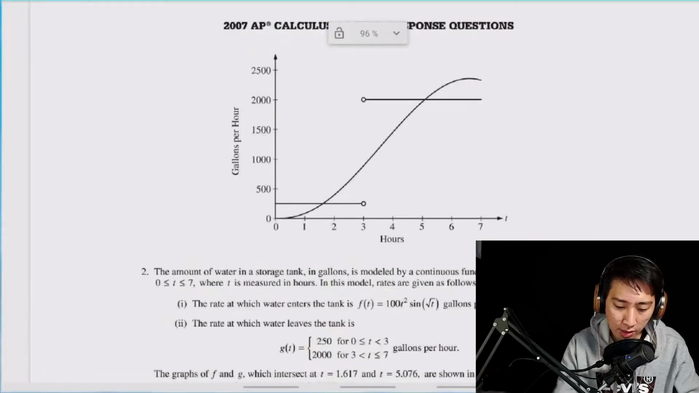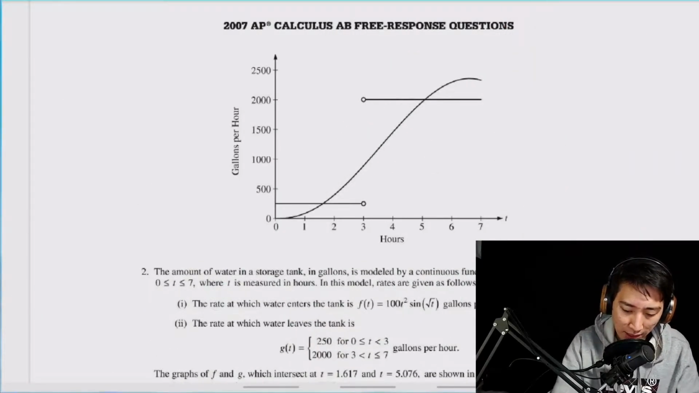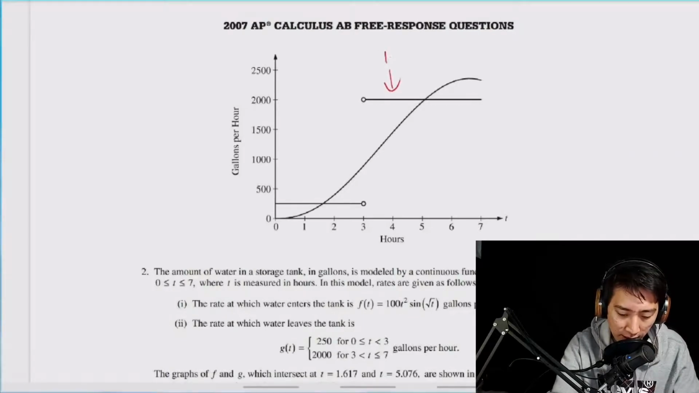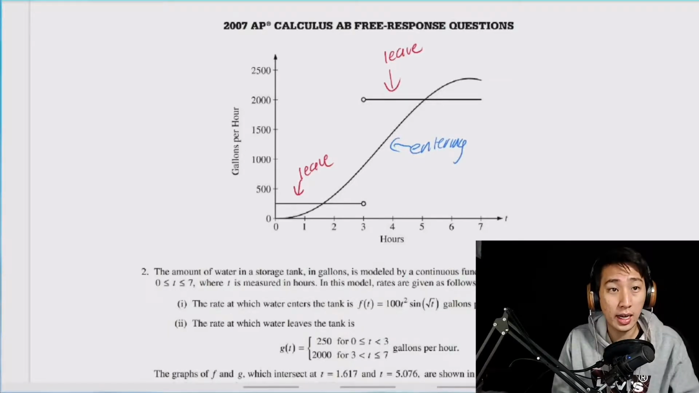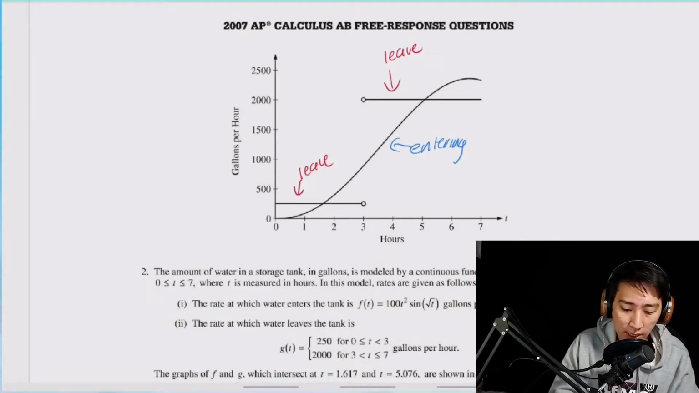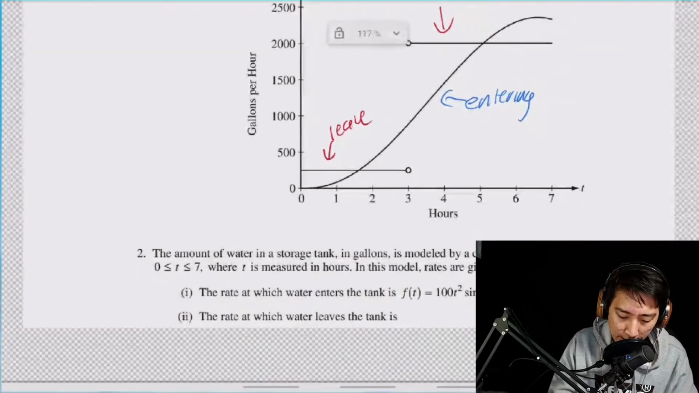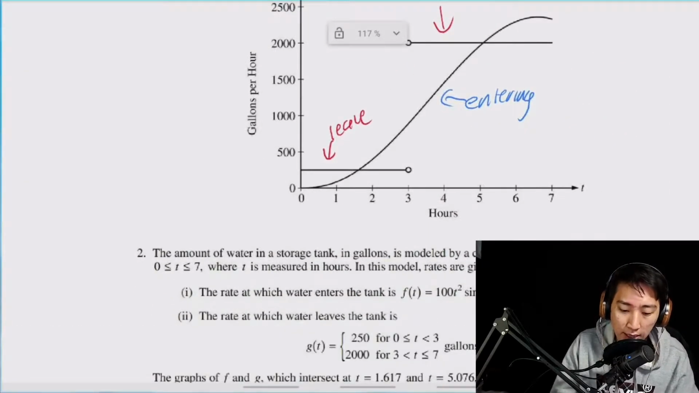So looking at this really quickly, I'm given two different things, and I'm going to highlight it. Red is how much is leaving, whereas this curve here is how much is entering. Okay, so remembering that off the top of my head, this tells me how much is leaving and how much is entering. Next, it says that f of t is the rate at which water enters.